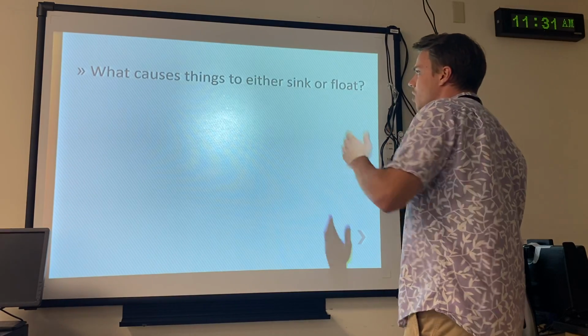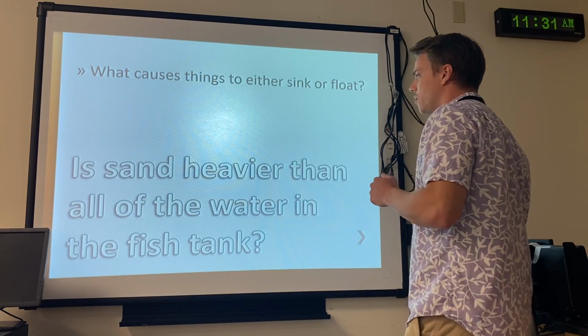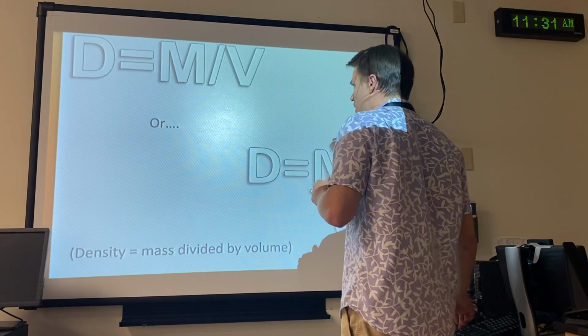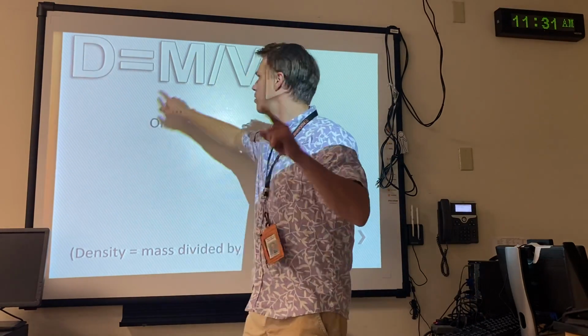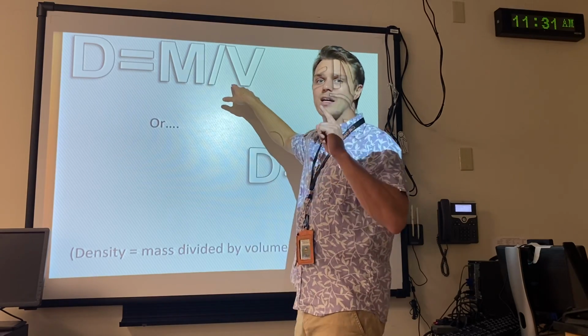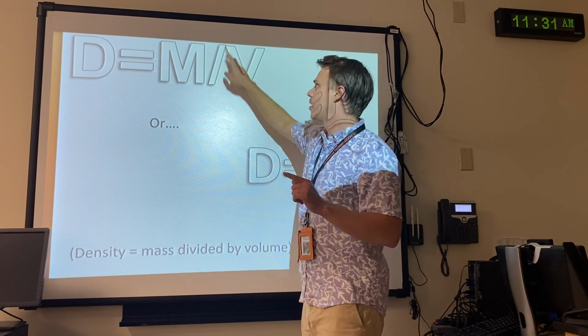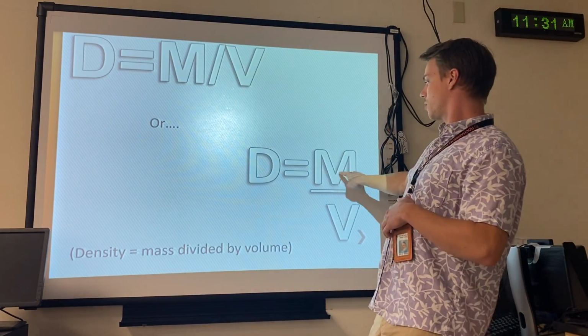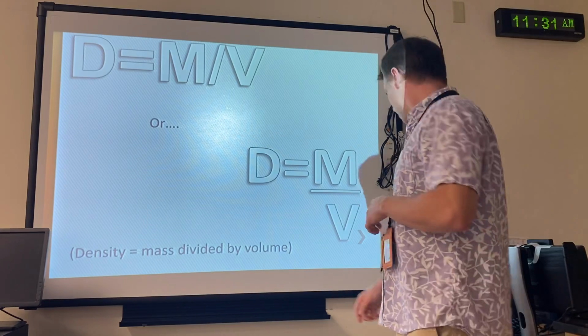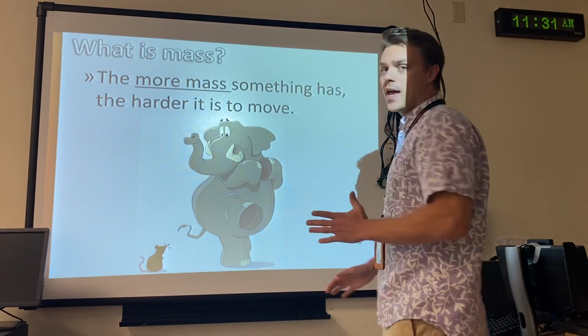So let's get into this. What causes things to either sink or float? This is going to all have to do with density. So density, again, has to do with an object's mass divided by an object's volume, right? So that little slash means divided by, or we could set it up like this, where the mass is divided by the volume. So what is mass?